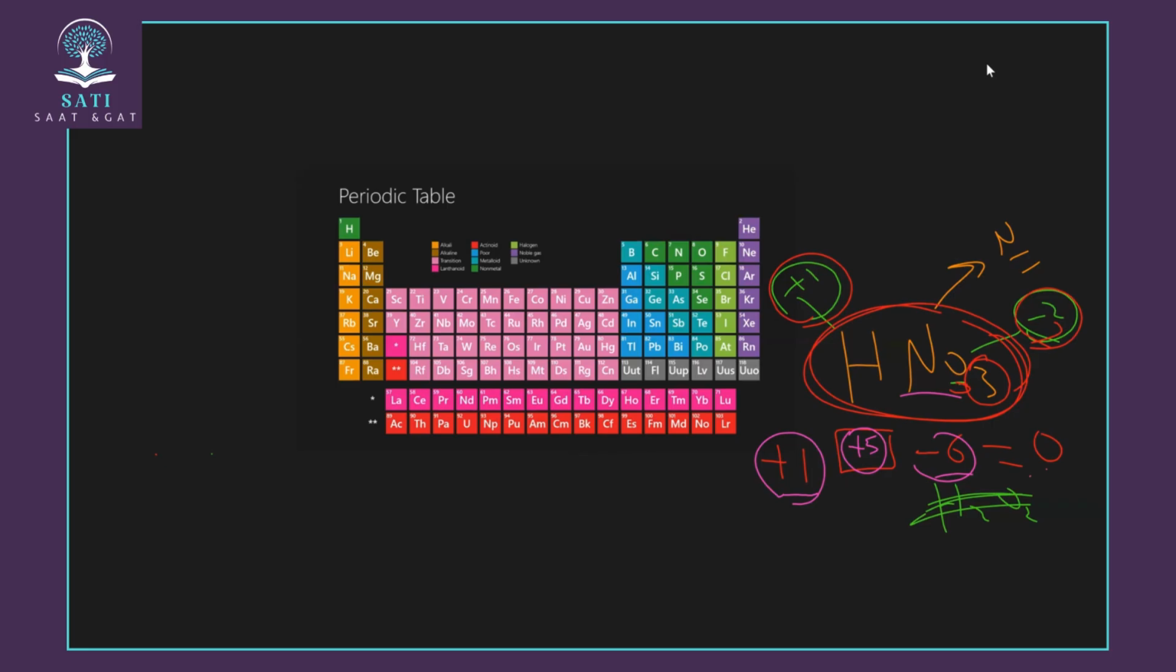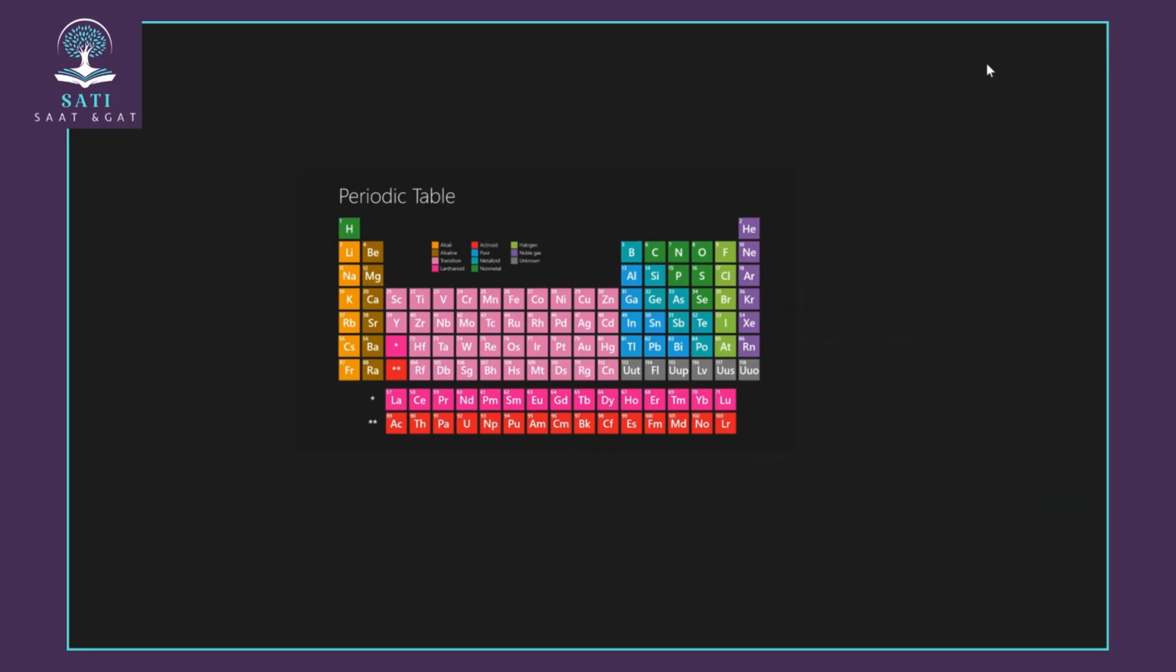This is just an example, and you have many examples to find oxidation numbers. The idea is to understand what oxidation, reduction, reducing agent and oxidizing agent are, and how to find the oxidation number of an element or of an element in a compound.